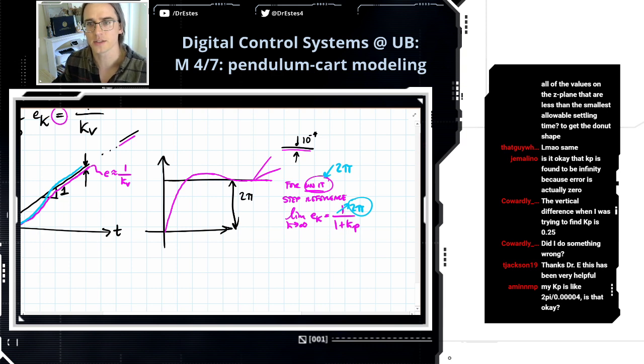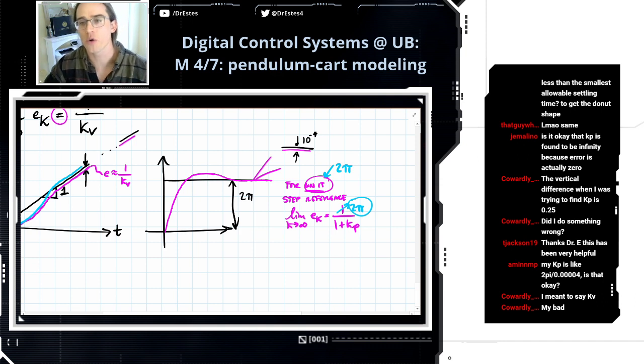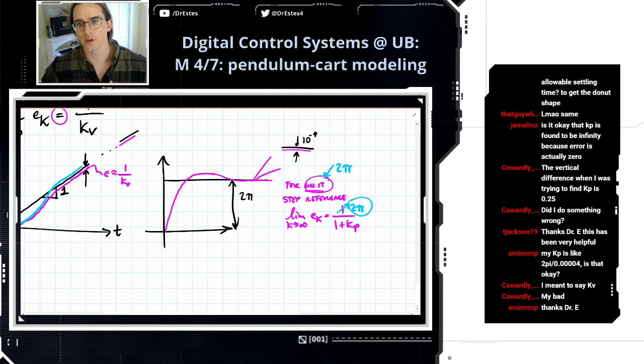My Kp is like 2 pi divided by that. Is that okay? Yeah, I think that should be fine. I meant to say Kv. Oh, your Kv. Oh, that seems pretty good, if you have an error like that.